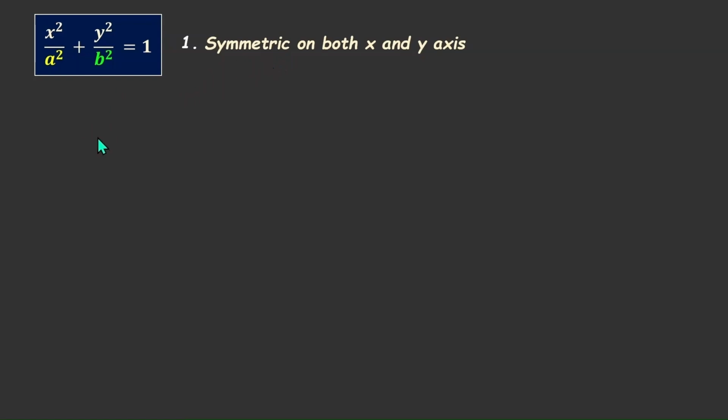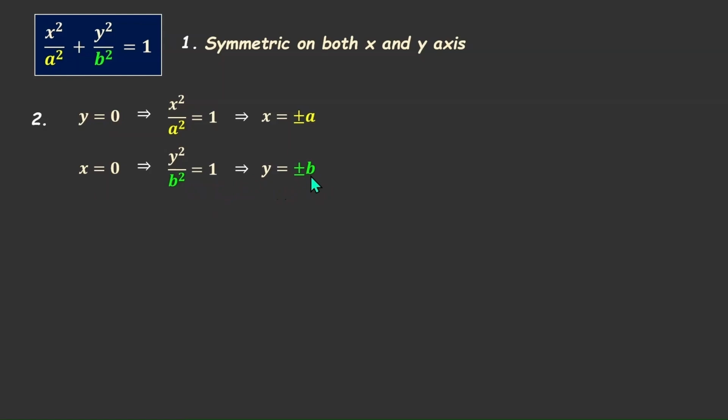Alright. Second point we get is that, let's put either one of them as 0 and try to get the points. So let's put y is equal to 0. When we put y is equal to 0, this becomes x square divided by a square is equal to 1. So that gives us that x is equal to plus minus a. And similarly, when we put x as 0, we get that y square divided by b square is equal to 1, which gives us y is equal to plus minus b. So we got 4 points that lie on the ellipse.